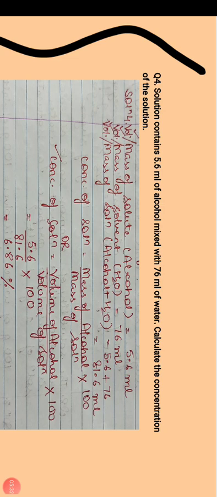So volume of solute, and in bracket our solute is alcohol, will be equal to 5.6 ml, and this alcohol is mixed with 76 ml of water. That means again ml is there, so volume of solvent, that is water, is equal to 76 ml. To find the concentration of the solution, we require the volume of solution. So volume of solution will be the sum of the volume of alcohol and water. So we will calculate 5.6 plus 76, which comes out to be 81.6 ml.